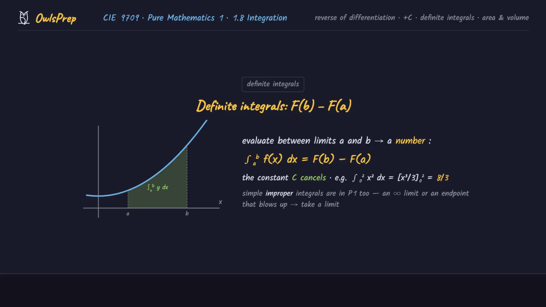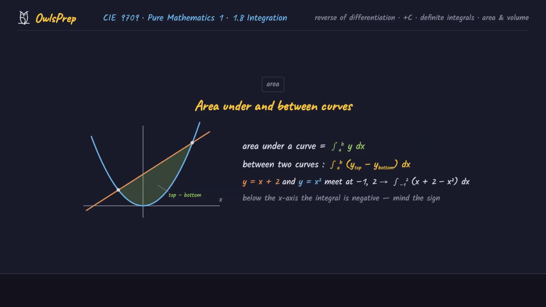For example, the integral from 0 to 2 of x² dx. Integrate to x³/3, then 2³/3 minus 0, which is 8/3. The most important use of a definite integral is finding area. The area between a curve and the x-axis, from a to b, is just the integral from a to b of y dx. For the area between two curves, integrate the top one minus the bottom one.